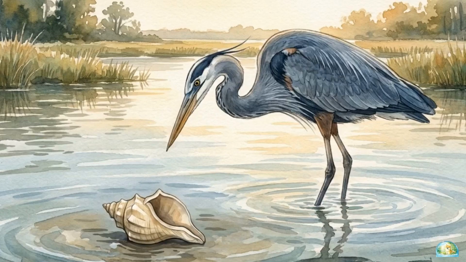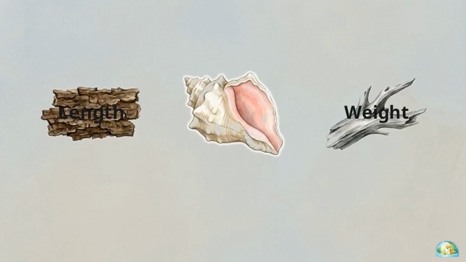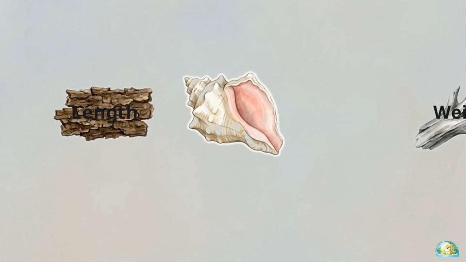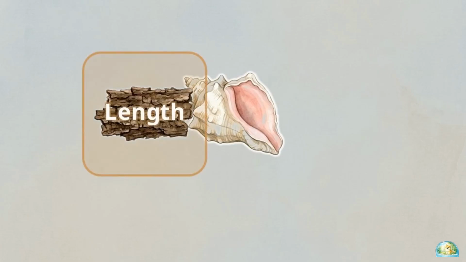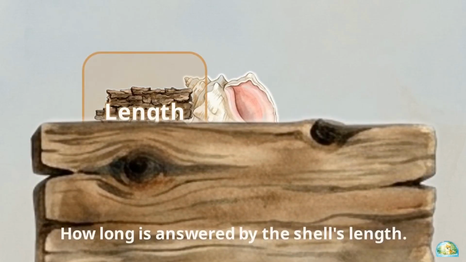Finally, Wren wades into the shallows where a shell rests on the bottom. To ask how long the shell is, which attribute fits? How long asks about length. How heavy would ask about weight. Match the question to the attribute. How long is answered by the shell's length.